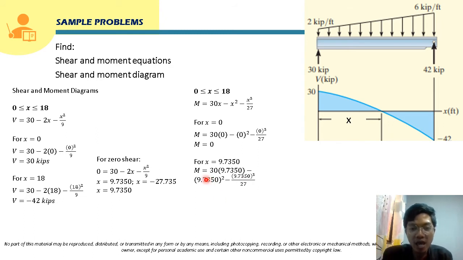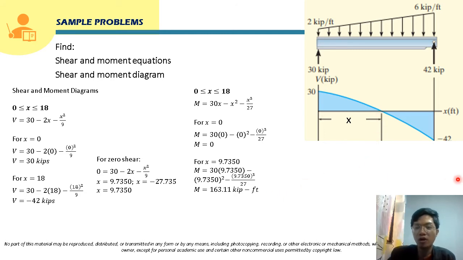So this will become M is equal to 30 times 9.7350 minus 9.7350 squared minus 9.7350 cubed over 27. So the moment here, class, will be 163.11 kip-feet. Be careful of our unit. This is moment, so of course the unit is kip-feet. That will be the moment at this point.